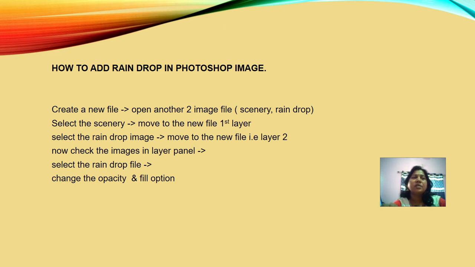Now check the image in the layer panel, how it looks. That is available just on the right side of your screen. Then select the raindrop file and change the opacity and fill options. Okay, so let's see in Photoshop.